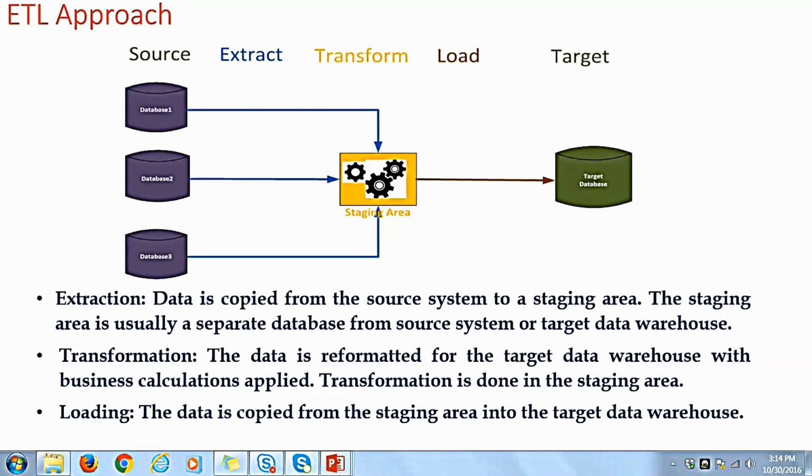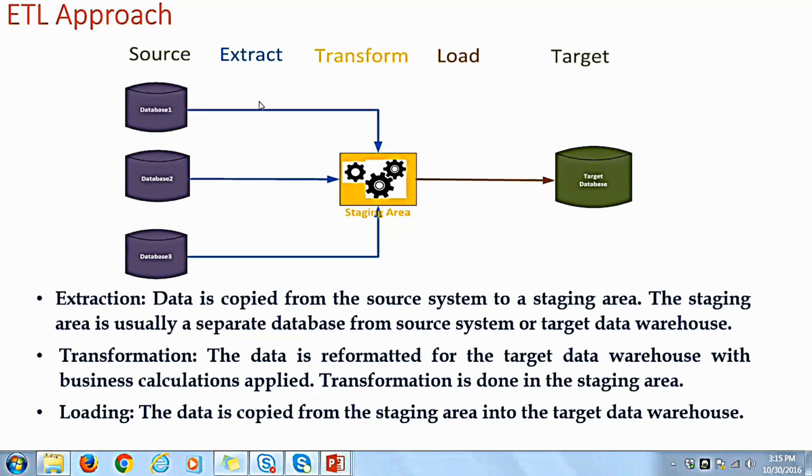ETL is the traditional process of moving data from source system to target system. The process can be explained better in terms of loading the data from the source system into a data warehouse. There are three major phases of this data integration: extraction phase, transformation phase, and loading phase. During the extraction process, data is copied from the source system to a staging area. The staging area is usually a separate database from the source system or target data warehouse.